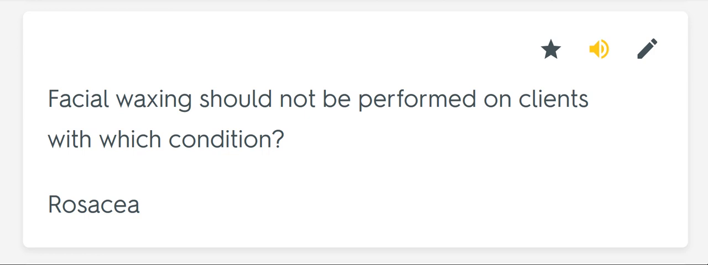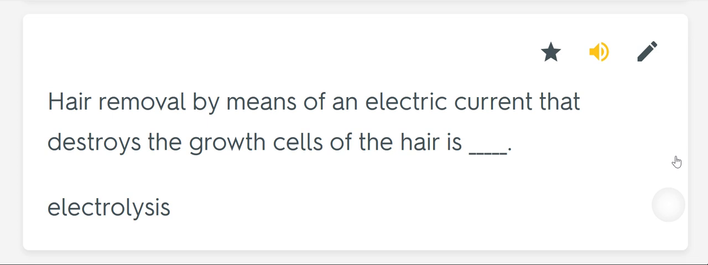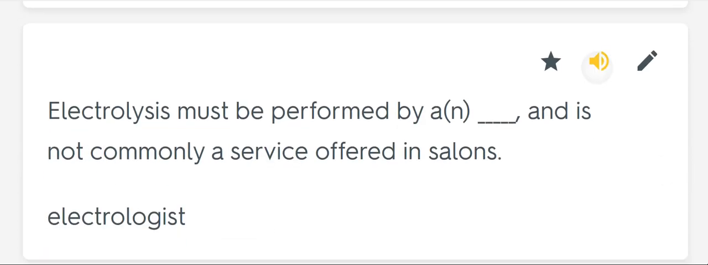Facial waxing should not be performed on clients with which condition? Rosacea. What are the three methods of permanent hair removal? Phytoablation, electrolysis, and laser hair removal. Hair removal by means of an electric current that destroys the growth cells of the hair is electrolysis. Electrolysis must be performed by an electrologist and is not commonly a service offered in salons. Electrologist.